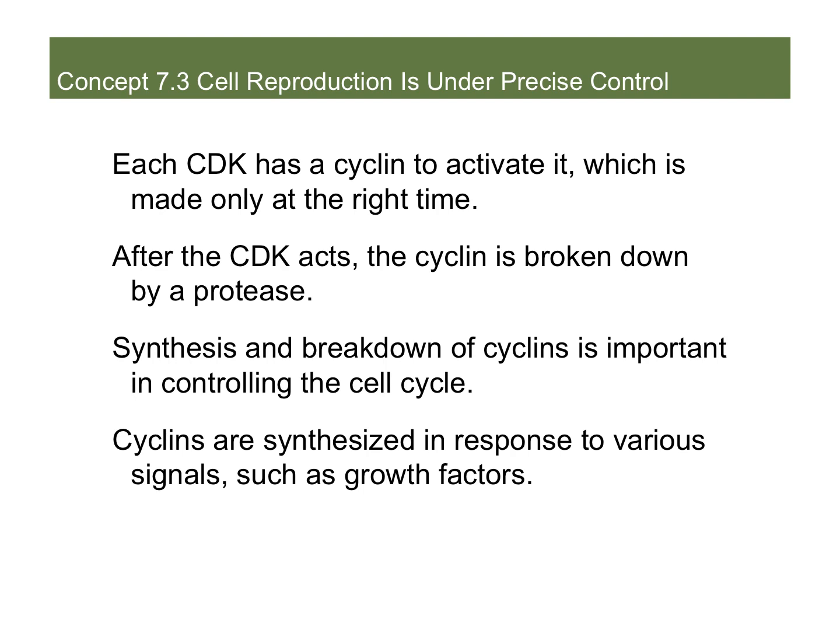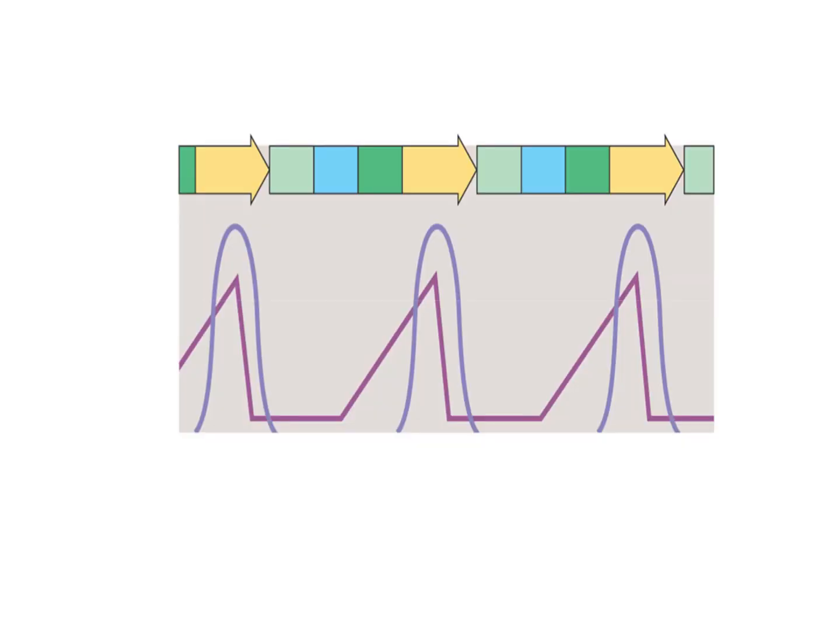Cyclins are synthesized in response to various signals, such as growth factors. So these cyclins are not going to be just present. The amount of cyclin is going to change throughout the cell cycle, and it will change in response to substances such as growth factors. So I'm going to zoom in on one of the graphs that you have here and show kind of how these levels change throughout the cell cycle. So you have various substances that are shown on here, and the first of which is the cyclin itself.